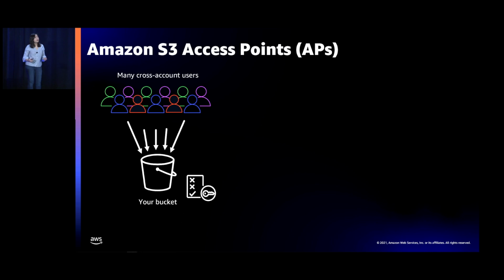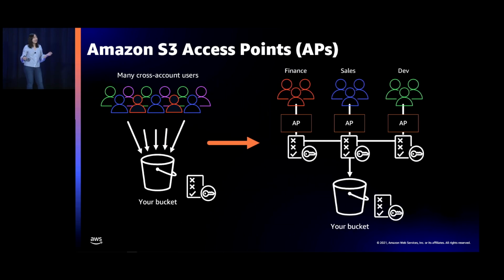As your bucket evolves and becomes a central location for storing shared data sets, your bucket policy can become more complex. You'll probably spend more time auditing and managing it. Amazon S3 access points are a feature that helps you simplify access management for shared data sets. In a nutshell, you divide access to your bucket into separate access points for different groups of users. And here in this example, we divide cross-account users into 3 groups: finance, sales, and dev. And each group reads data from a designated access point that has its own access point policy.